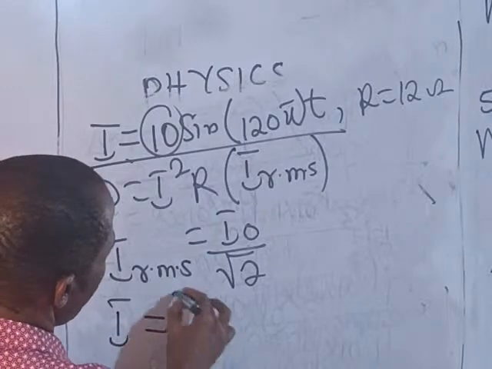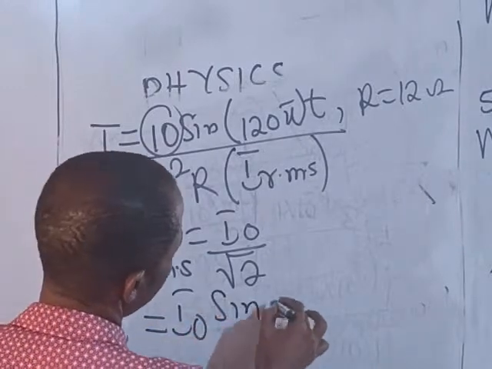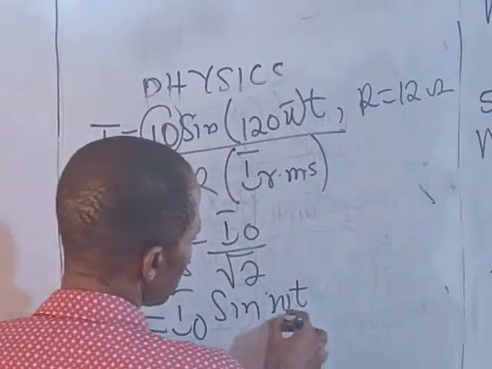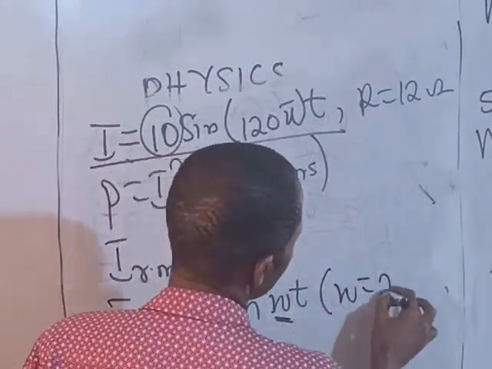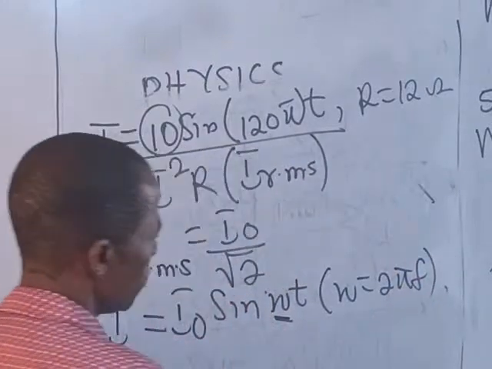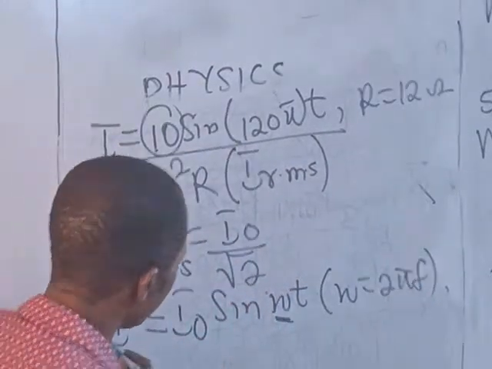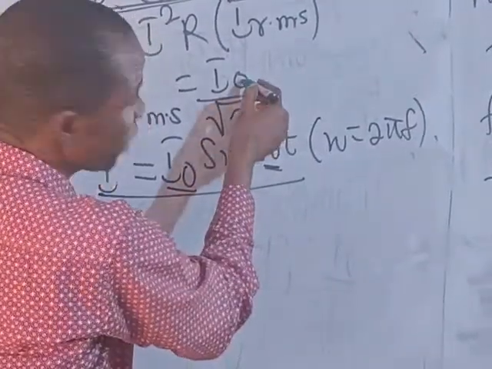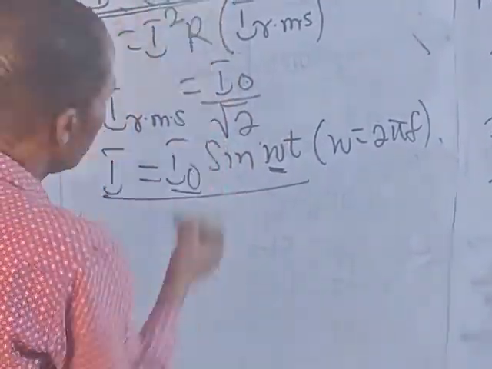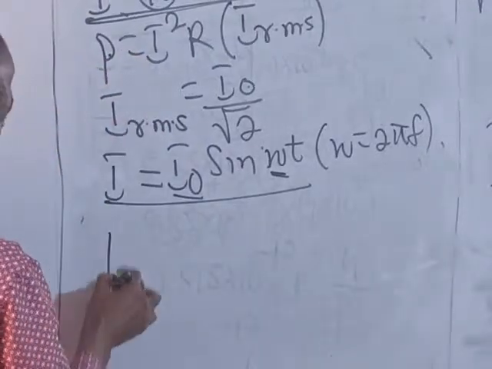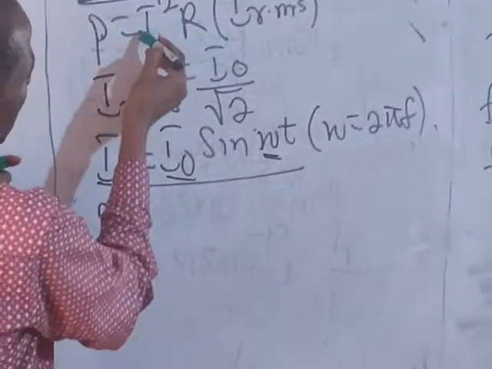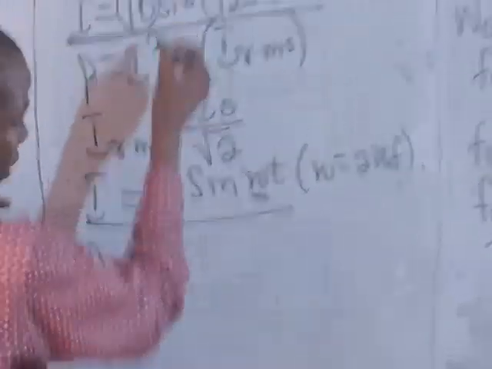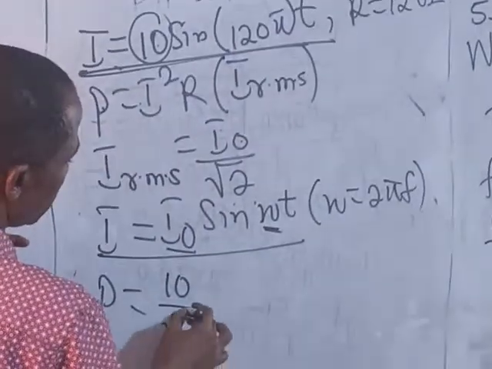I is equal to I naught sine omega t. Isn't it? Don't forget this omega here is the same thing as 2 pi f. I hope you still remember. That's right. So if you compare this equation with this equation, you can see that I naught here, which is the peak value of current, is equal to 10. So if you want to make this our formula now, it means that our P is equal to, what is our I? That's the root mean square value. That's I naught over root 2. What's our I naught? That's 10. So that's 10 over root 2.